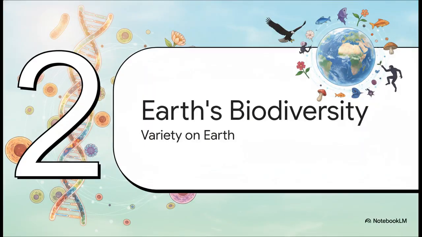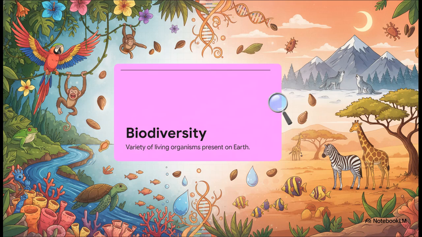Moving right along to Section 2, Earth's incredible biodiversity. Okay, now that we've nailed down what a living organism is on an individual cellular level, let's zoom way out. Let's look at the massive scale of the planet. When you take all those metabolizing, growing, interacting organisms and put them together on one giant rock spinning in space, you get biodiversity. This is the immense variety of living organisms present on Earth.